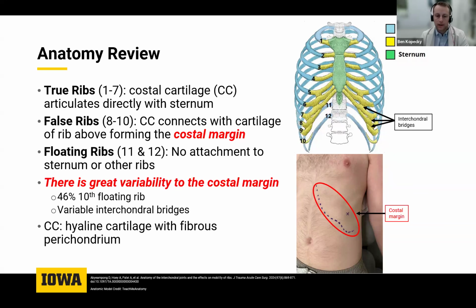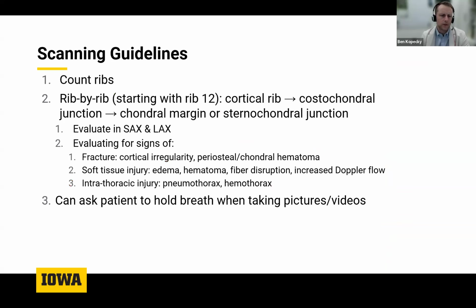Notably, there's great anatomic variability to the costal margin that we should be aware of. Cadaveric studies have shown that almost half the time, the 10th rib is in fact a floating rib. There's also a highly variable number of these interchondral bridges that you can see here. It's been theorized in the traumatology literature that this variable web-like organization of the costal cartilage plays a role in dispersing traumatic forces along the chest wall. Also of note is that the costal cartilage is composed of hyaline cartilage surrounded by a fibrous perichondrium that contributes to its structural stiffness.